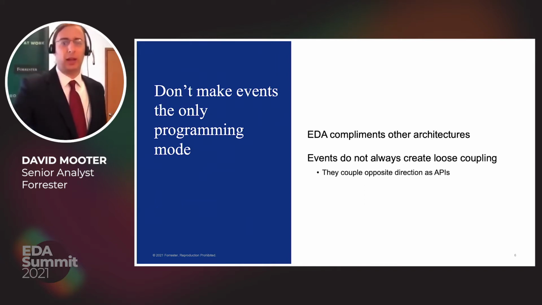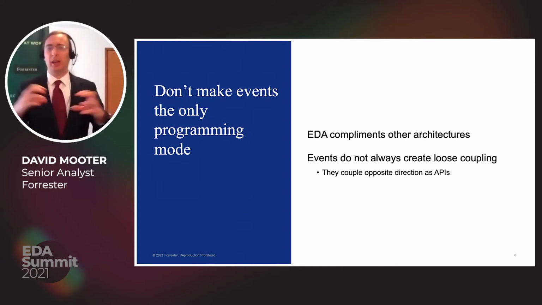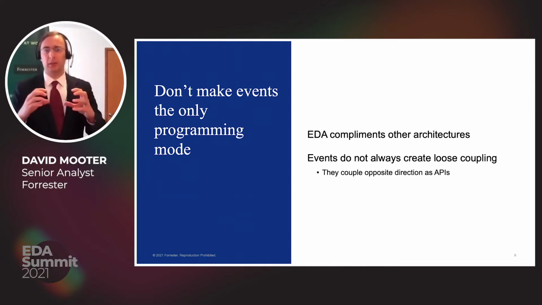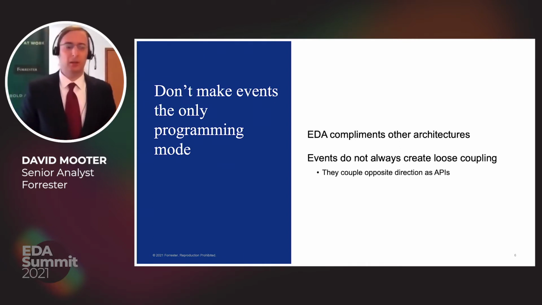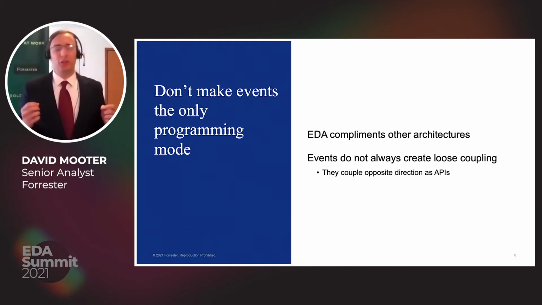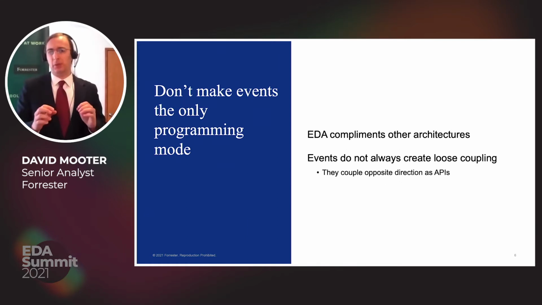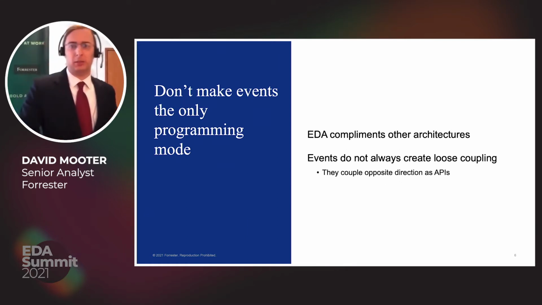And the reason for that, the second bullet here, is that events do not always create loose coupling. I like to say they couple in the opposite direction of APIs. We talk about decoupling all the time in IT and programming, and the reality is there's never true decoupling unless two systems don't talk to each other at all. You always have some level of coupling. The question is, is the type of decoupling or coupling aligned with my use case?